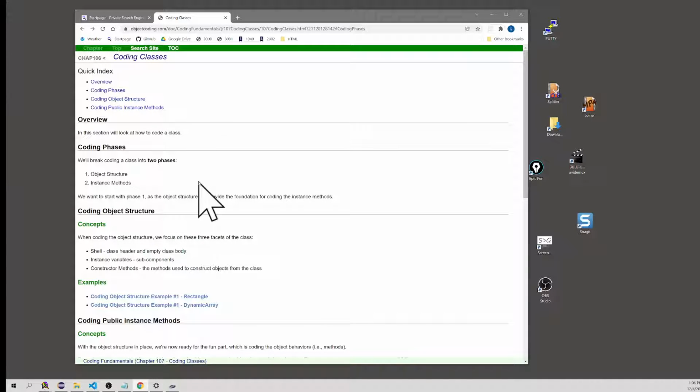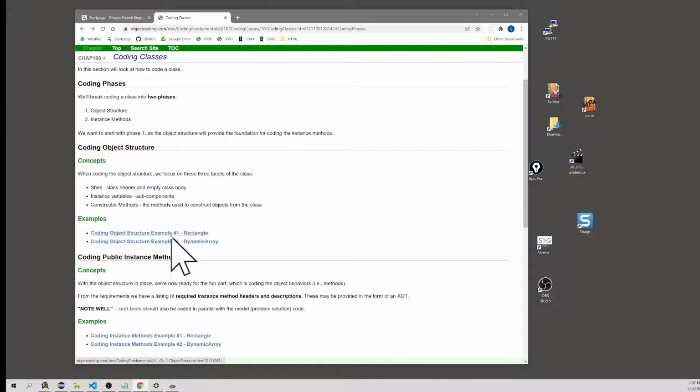There's really two phases we should think about, and one is the object structure, and one is the behaviors, the instance methods. The object structure is what gets us going. It's the foundation, like building the foundation on a house, obviously before windows and roof and everything else, right? Foundation. So let's do it by example.